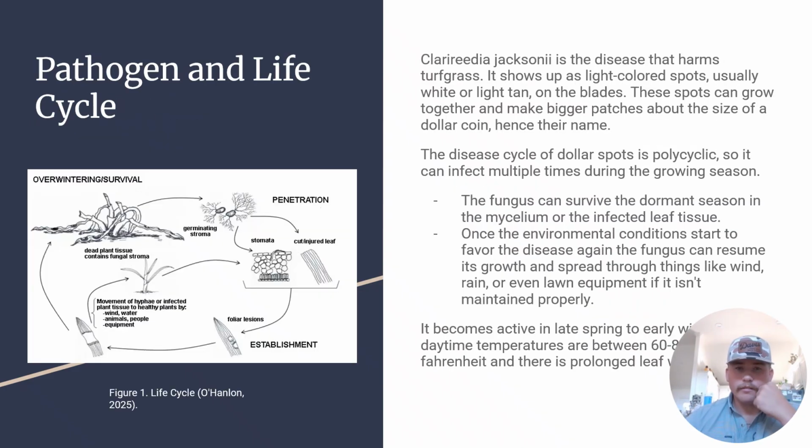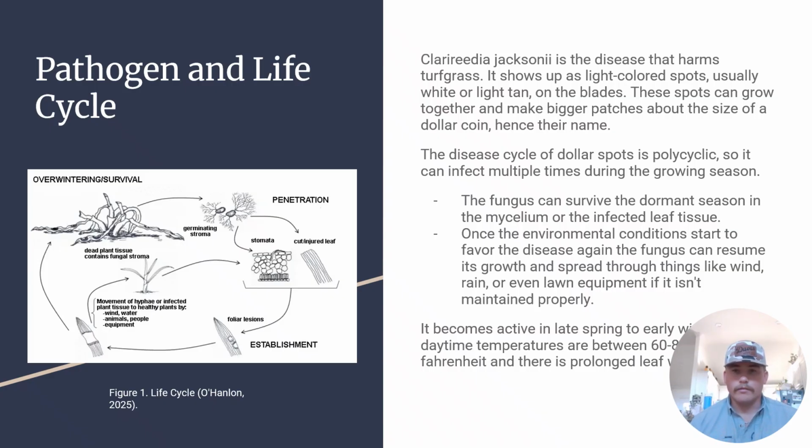The pathogen and its life cycle. Clarireedia jacksonii is the disease that harms turfgrass. It shows up as a light-colored spot, usually white or light tan on the blades. These spots can grow together and make bigger patches about the size of a dollar coin, hence their name. The disease cycle of dollar spot is polycyclic, so it can infect multiple times during the growing season.